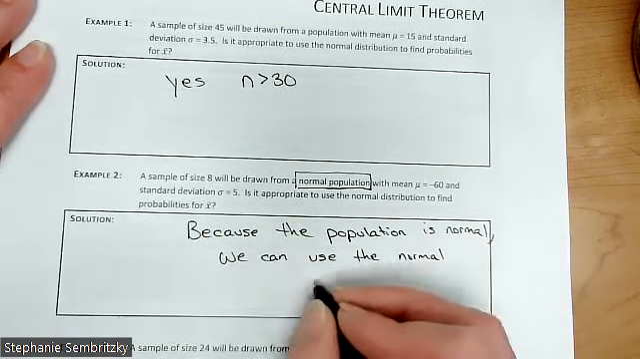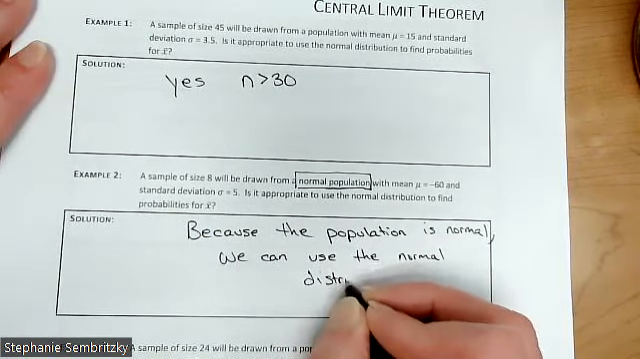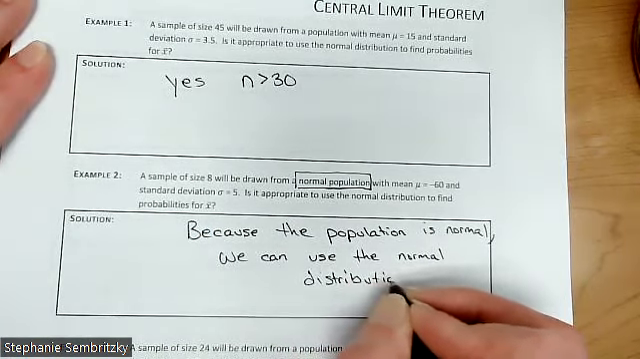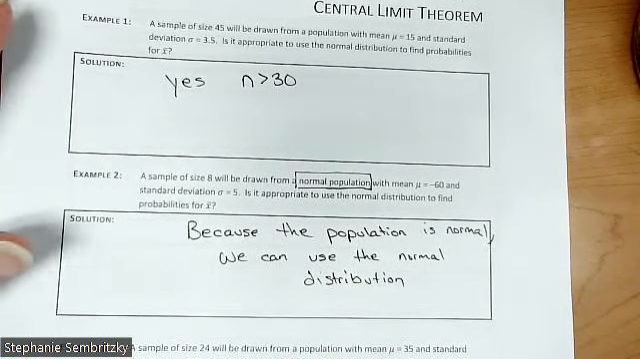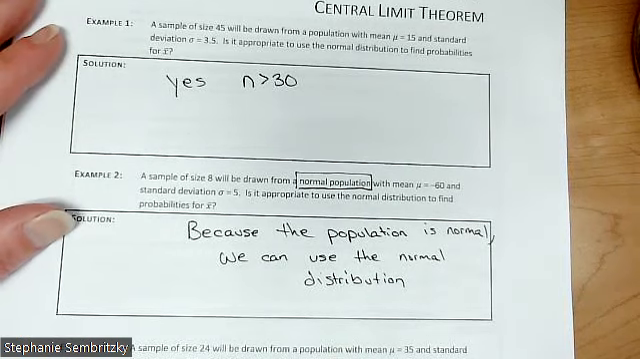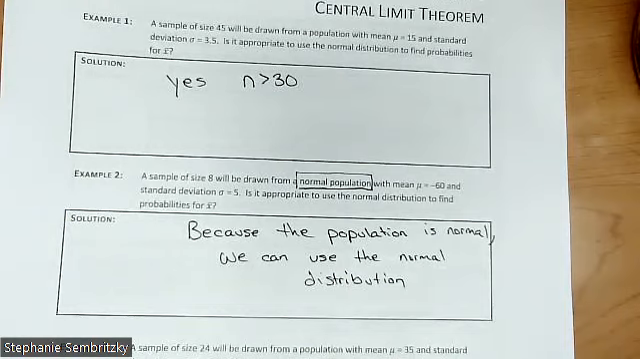So there's going to be our two definite reasons we would use the normal distribution. N is greater than 30, or they better tell us that it's from a normal population. Normal population means it's a perfect little bell curve.